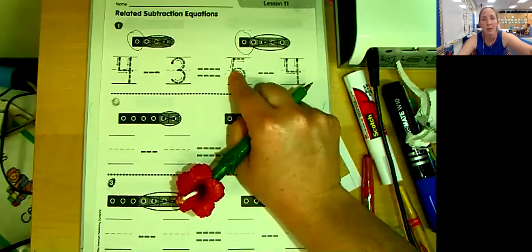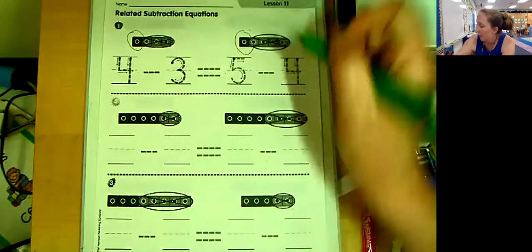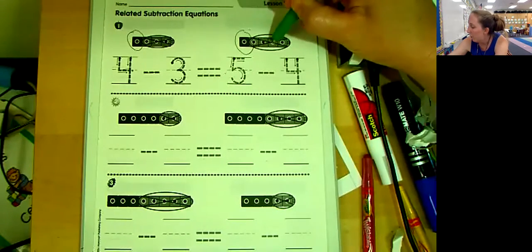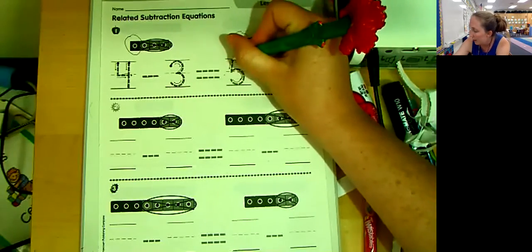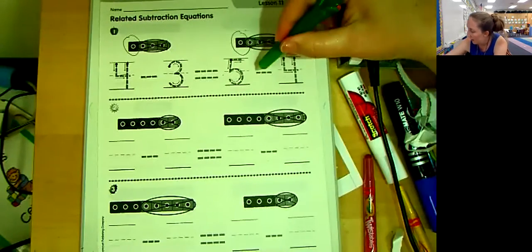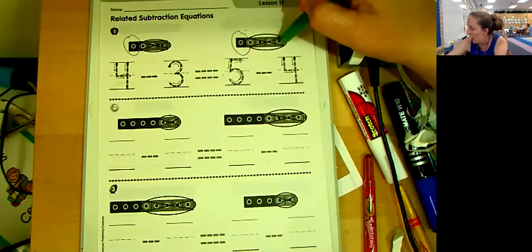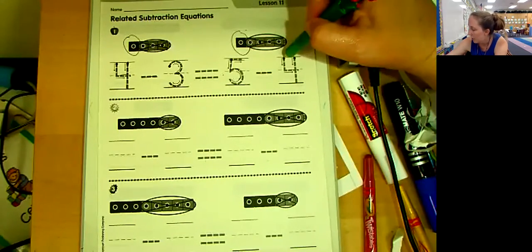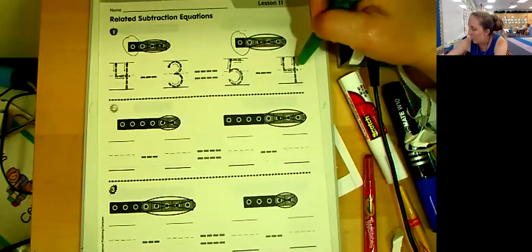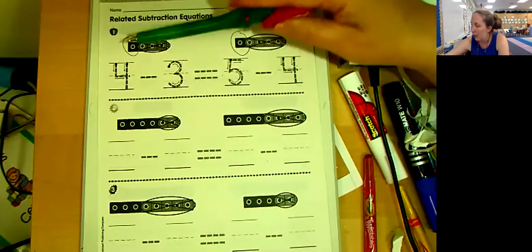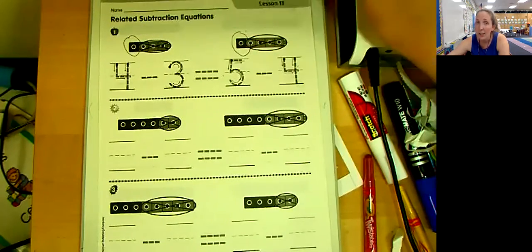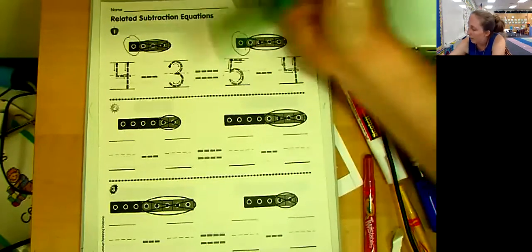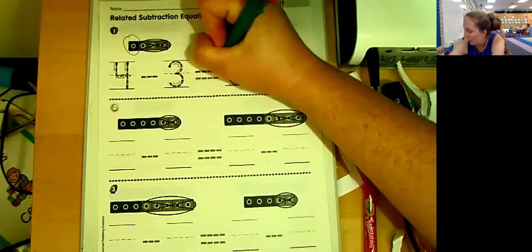So let's see how many we have. 1, 2, 3, 4, 5 at the beginning before any of them were taken away. Minus 1, 2, 3, 4 of them they told us were taken away. 5 minus 4 gave us 1. 4 minus 3 also gave us 1. So 1 is equal to 1. That's why we have an equal sign in the middle.